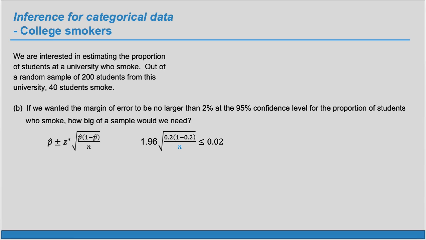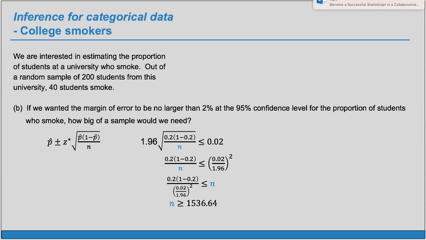So we can divide both sides by 1.96 and then square both sides like this. And then we can multiply both sides by n and divide both sides by the term on the right. We get something like this. So being careful with parentheses, we get n is greater than or equal to 1,536.64. Now n being the sample size, of course, has to be an integer. So our final answer, which we can box, is n is 1,537. So make sure we put our final answer as an integer.